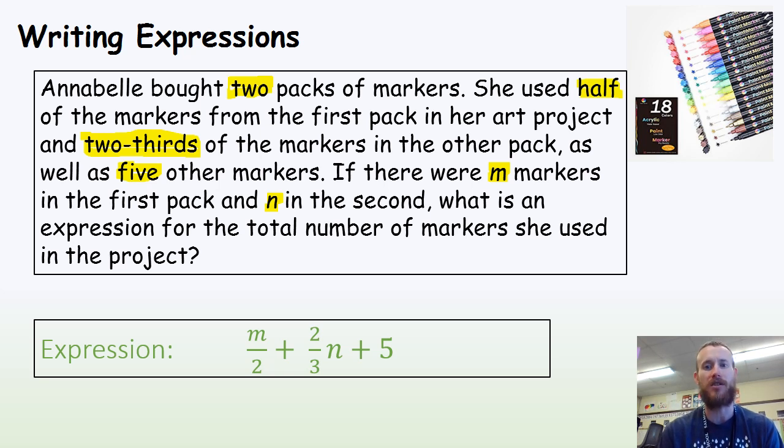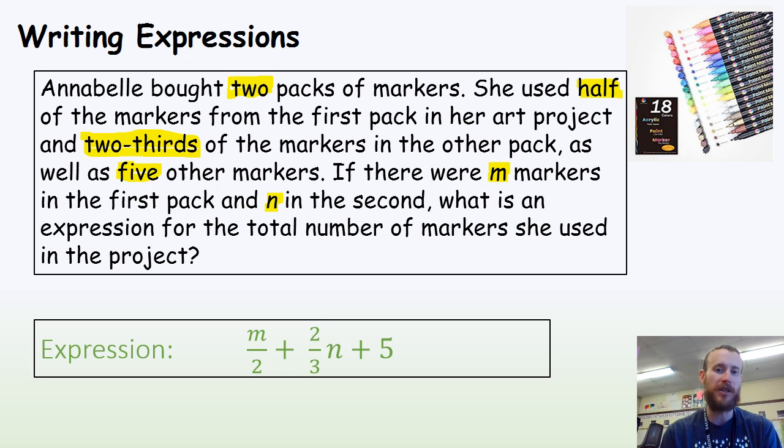2/3 of the markers in the other pack. So of is a word that typically means times. And it's really similar, except with 2/3, we're going to put that in front. So this says 2/3 of the markers in the second pack. Those are how we're using the fractions to indicate parts of those 2 packs of markers. And then the 5 at the end is the easy part. I don't know, she had 5 markers lying around somewhere and she also used those. So we're just going to add that to the end of our expression.